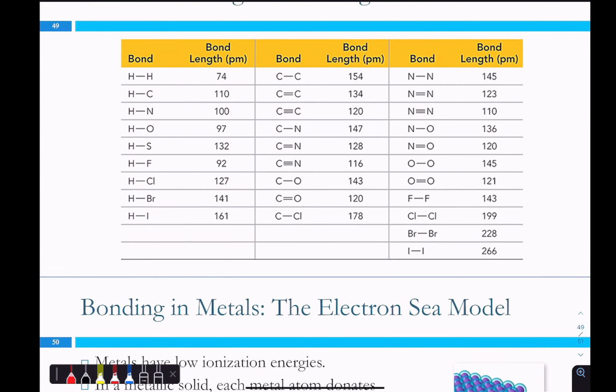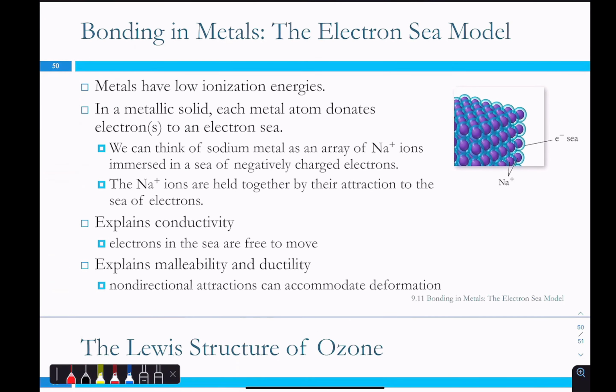So some more average bond lengths. And honestly, what these boil down to is: is the bond in this molecule shorter than the bond in this molecule? If it's a double bond, it's shorter. Good, and that rounds this out.